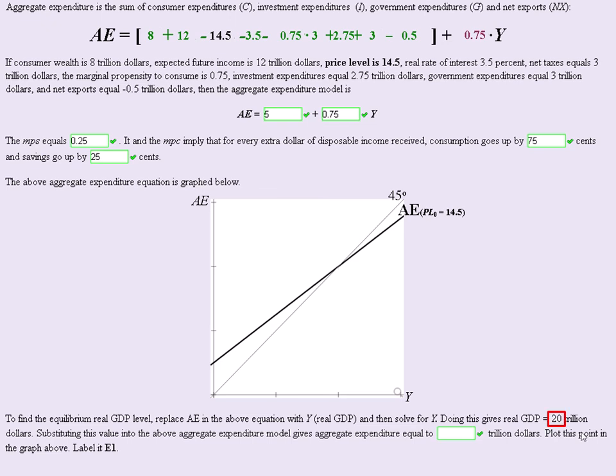Oh, sorry, I already gave you that real GDP is 20 in equilibrium. And then we plug the 20 into that expenditure model, and we get 20, right? Because 0.75 times 20 is 15, and 15 plus 5 is 20. Then we label that point E1. So this is a review of what we've already done. The only thing I've added is this parentheses here where the price level is 14.5.